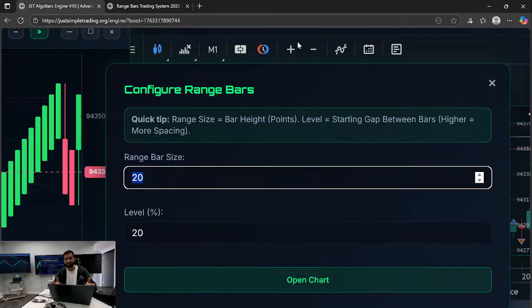Now that's good for scalping, right? So let's say I want to just catch a few points per trade. I'll make the range bar size small, so as soon as I get a little bit of a reversal, I can enter, catch just a few points and exit.